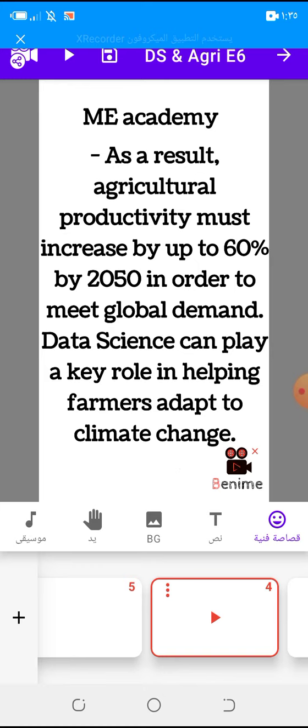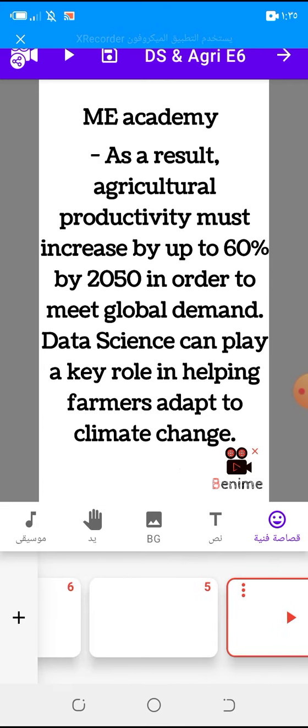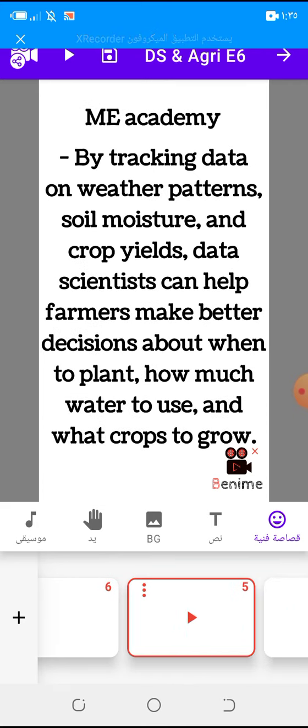Data science can play a key role in helping farmers adapt to climate change by tracking data on weather patterns, soil moisture, and crop yields. Data science can help farmers make better decisions about when to plant, how much water to use, and what crops to grow.